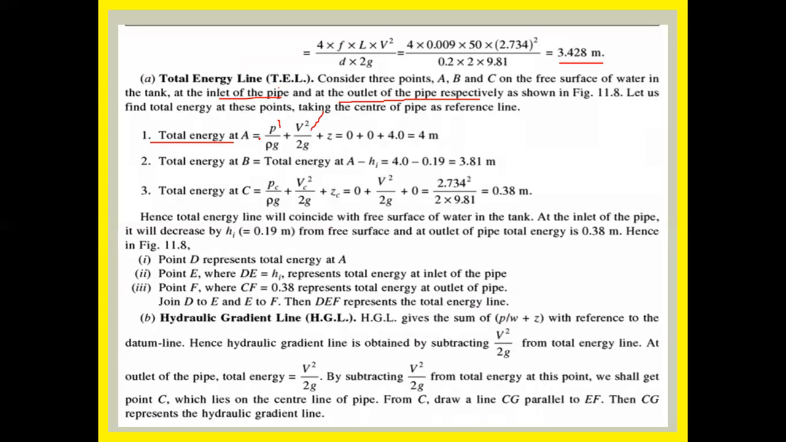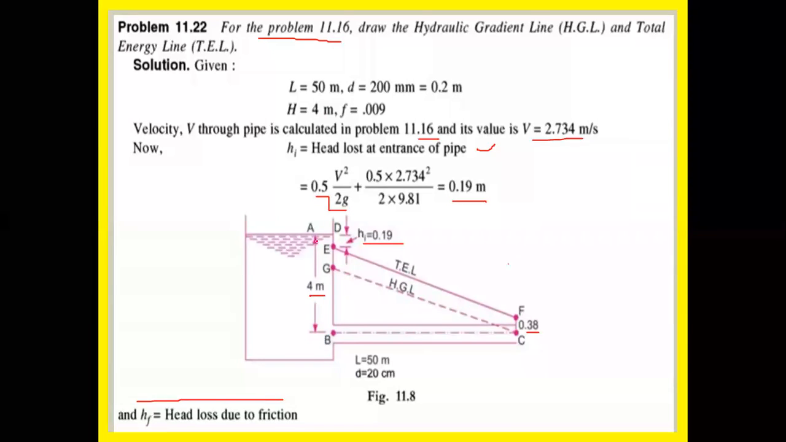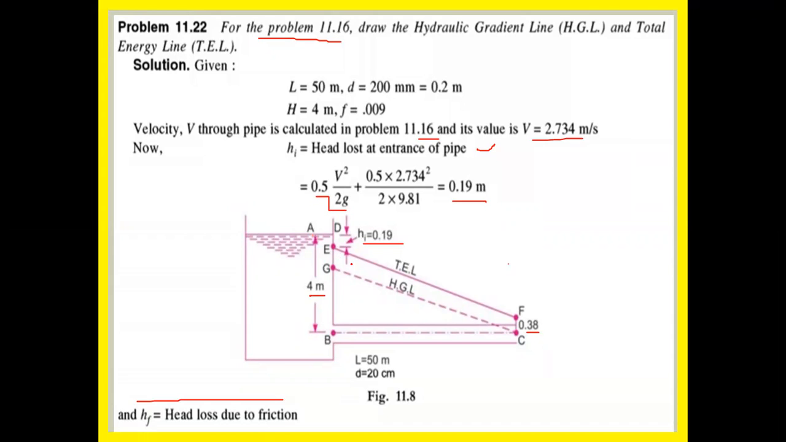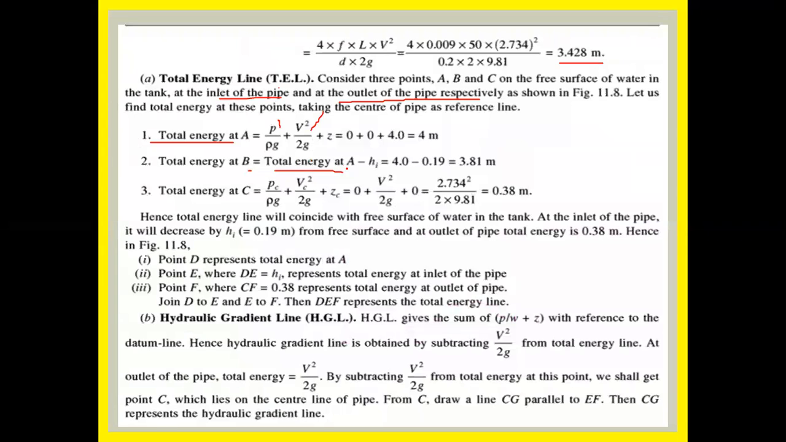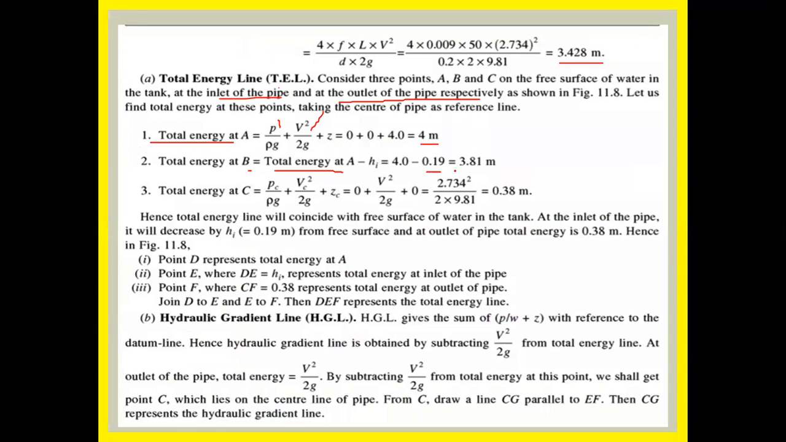Then the total energy at B. The total energy at B is equal to total energy at A minus HI, the entrance energy loss. The total energy at A we already got, 4. Then what is HI? 0.19. That is equal to 3.81.